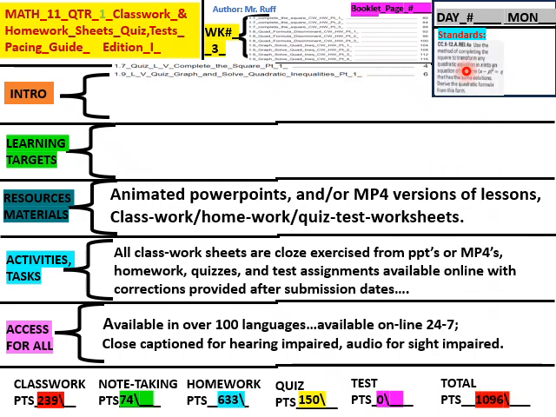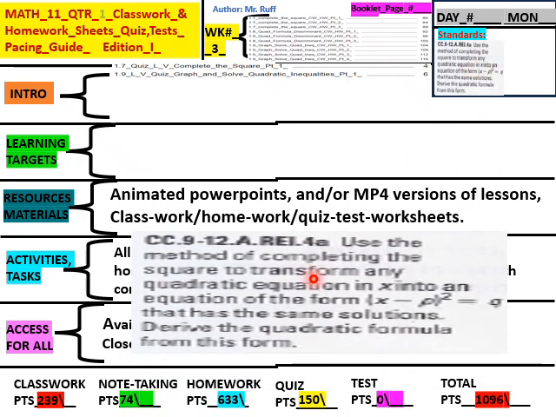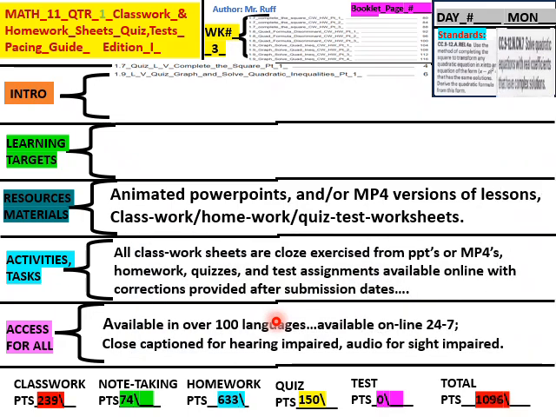And what's our standard here? Common Core 9 through 12, A.REI.4a. Use the method of completing the square to transform any quadratic equation in x into an equation of the form (x minus p) squared equals q that has the same solutions. Derive the quadratic formula from this form. So we go into that in week 3, and here is your standard for that.